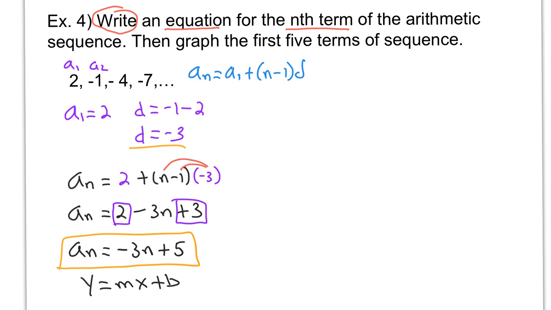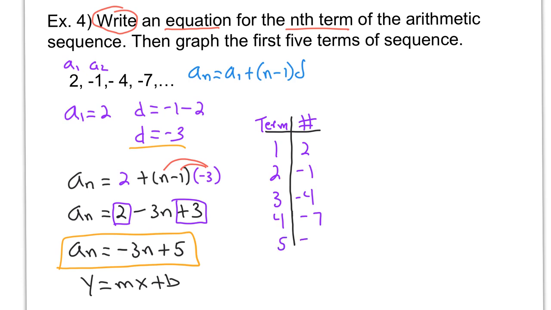So for my t-table, remember that we don't really use the x and the y. I'm just going to put here my term and my number for that term. So my first term is 2. My second term is -1. Third term is -4. Fourth term is -7. And if you guys want to keep going, remember that you guys are subtracting 3. So for -7 minus 3, you guys will get -10. So my fifth term is going to be -10.